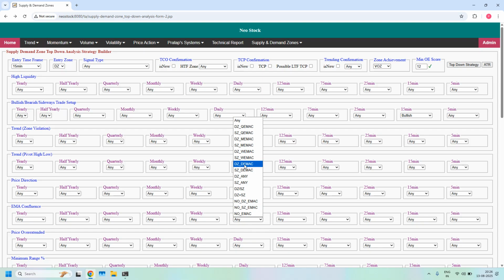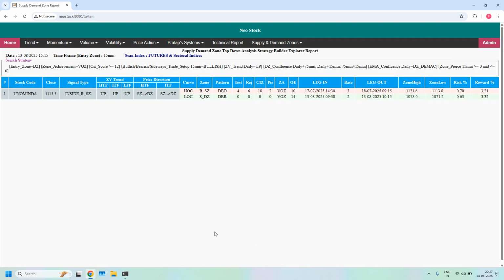Daily demand zone with daily EMA, and also trend on the daily should not be sideways. It should be uptrend because it is bullish trade setup. So this one stock having uptrend is filtered. That way this 15 minutes demand zone might be having more high probability to get success, provided less than 20 checklist items are satisfied. Otherwise zones might be violated.